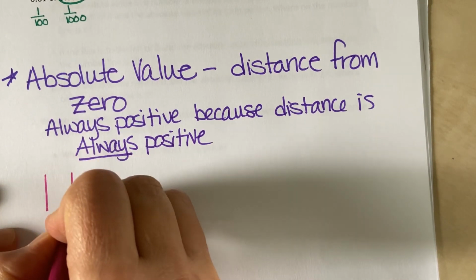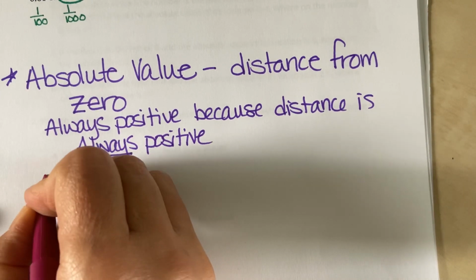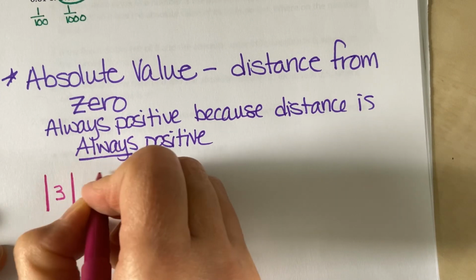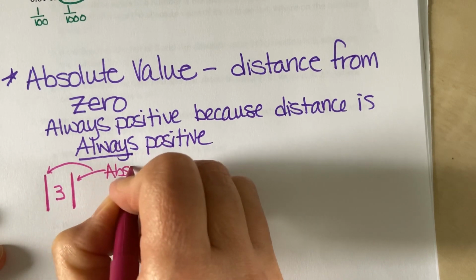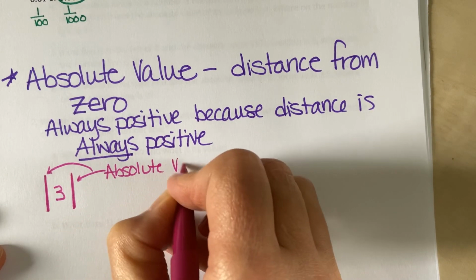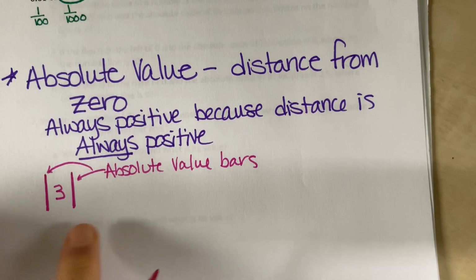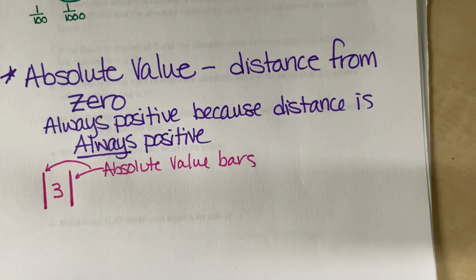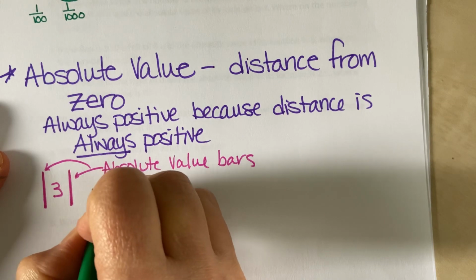They're just 2 bars on the side of a number. So if I had 3, these are my absolute value bars. That tells me that I'm looking for the absolute value of the number. So what this is really asking me is what is the distance from 0 of 3? Okay?